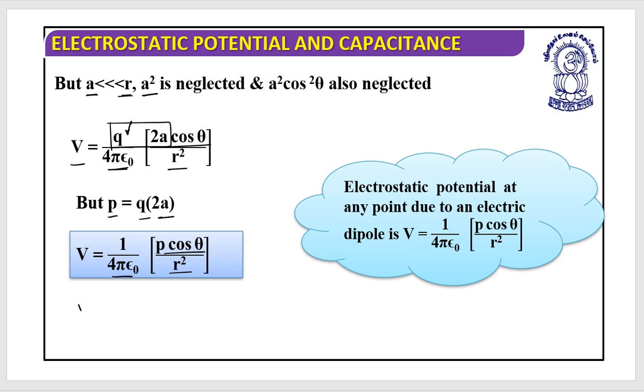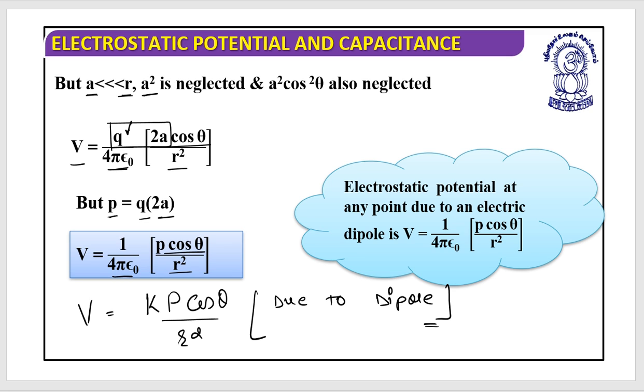So the potential due to dipole I can write like this: V = k p cos θ divided by r², that is due to a dipole. I hope you are clear with this. Yes, V = k p cos θ by r².